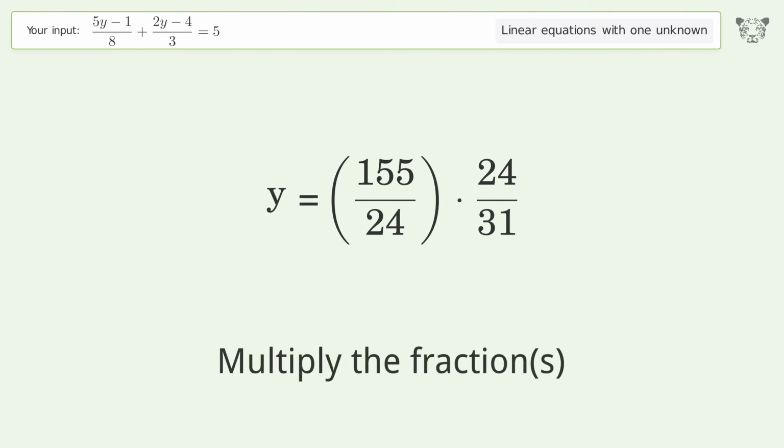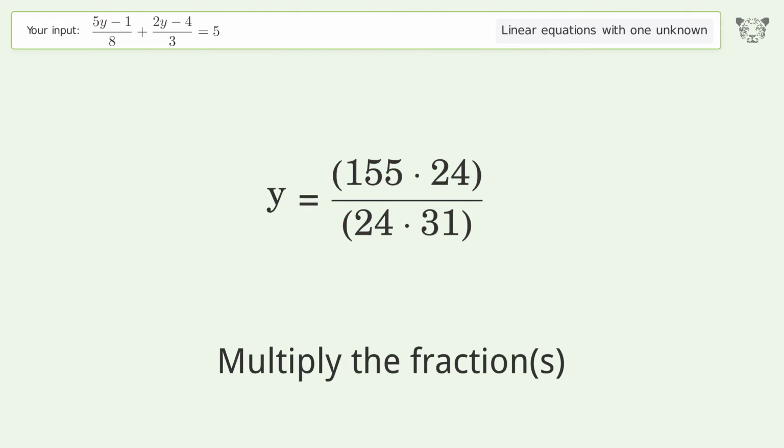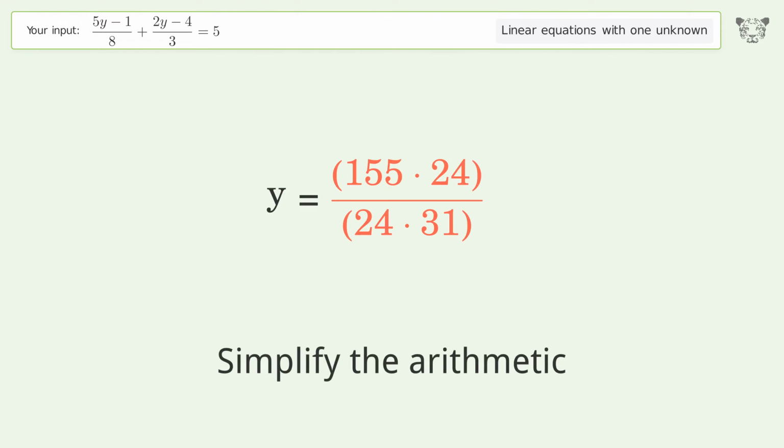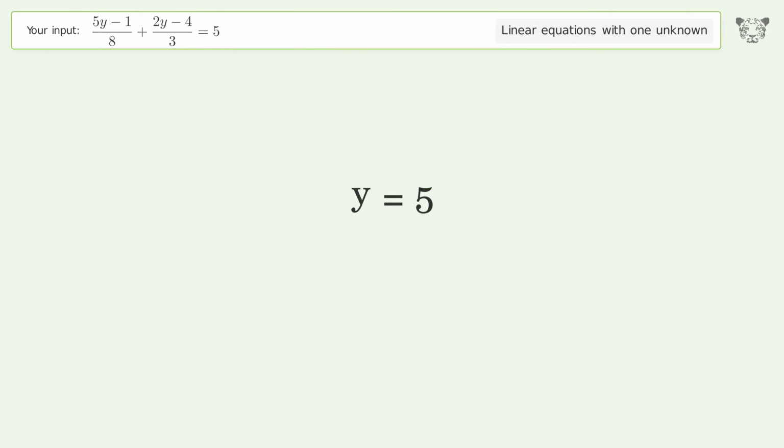Multiply the fractions. Simplify the arithmetic. And so the final result is y equals 5.